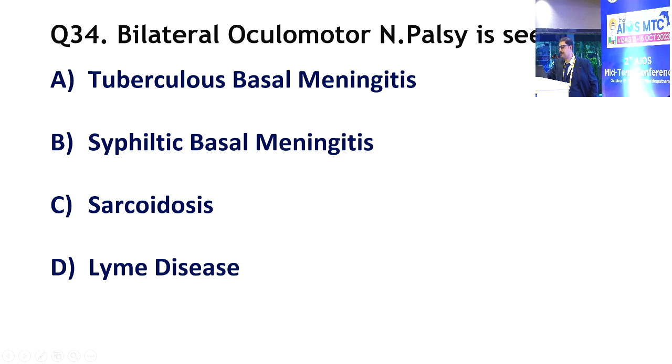Question number 34. Bilateral oculomotor nerve palsy is seen in option A, tuberculous basal meningitis, option B, syphilitic basal meningitis, option C, sarcoidosis, option D, Lyme disease.